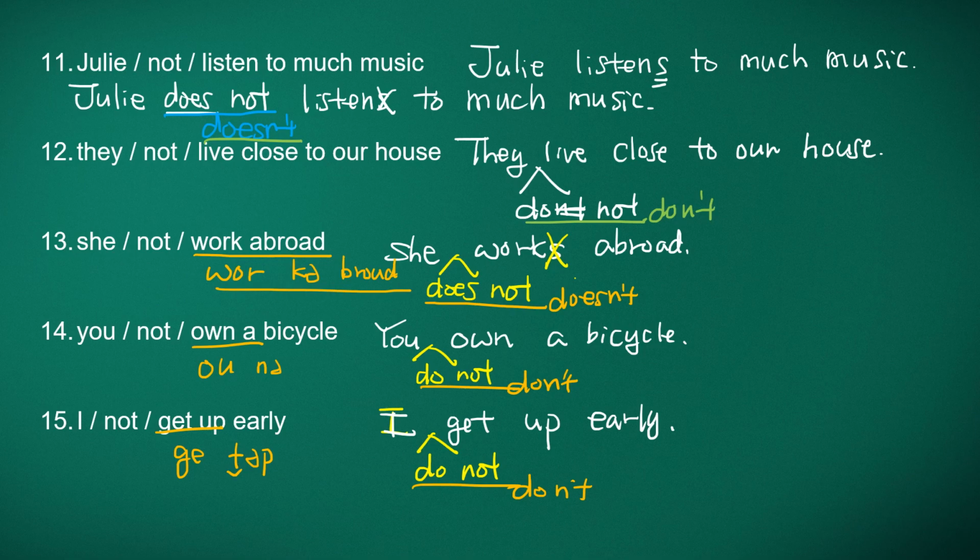Let's read the sentences one more time. Julie doesn't listen to much music. And they don't live close to our house. She doesn't work abroad. You don't own a bicycle. I don't get up early. Just one more time. Julie doesn't listen to much music. They don't live close to our house. She doesn't work abroad. You don't own a bicycle. I don't get up early.